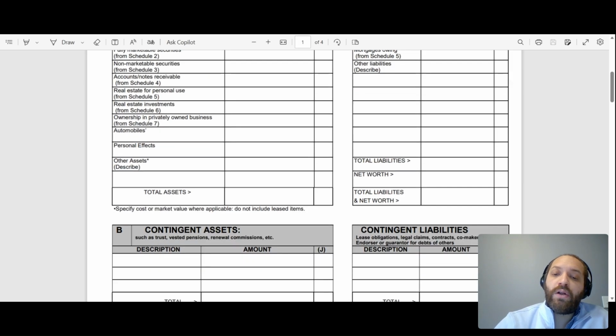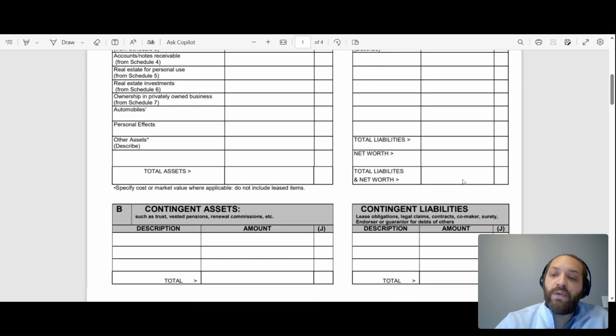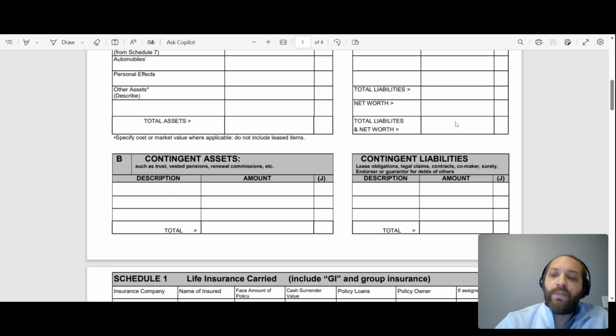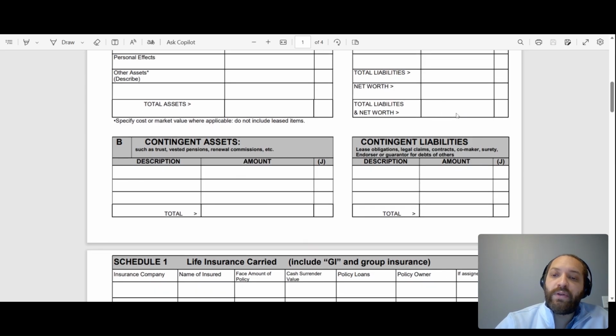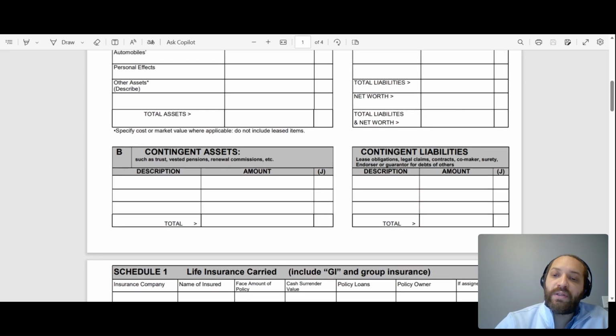And then the way you calculate your net worth is simply by taking the total assets minus total liabilities, and that will give you an estimate of your net worth. So all you have to do is have your total assets here, total liabilities here, and then just subtract those two, and it will give you your net worth. And then you can add up your total liabilities and your net worth, and it will give you that number here, just like what it says there: total liabilities and net worth, which is just adding up these two. So, all right.